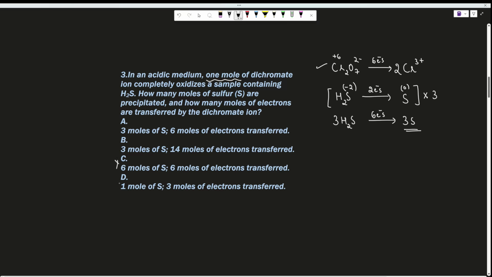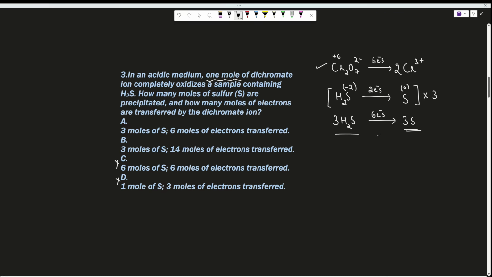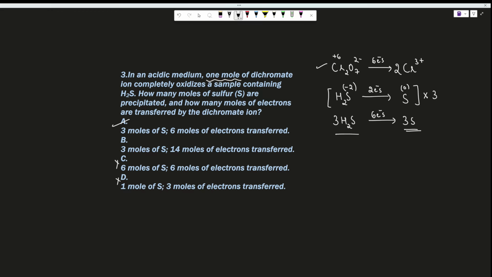That means these two you can remove first. Then, how many moles of electrons are transferred here? 6 moles of electrons, right? It is 6 electrons, which means when you take 1 mole of this, it will be 6 moles of electrons. So 3 moles of sulfur and 6 moles of electrons are transferred. You can do these questions simply by taking redox equations and balancing them, balancing the charge and also the atoms. Yes, next.